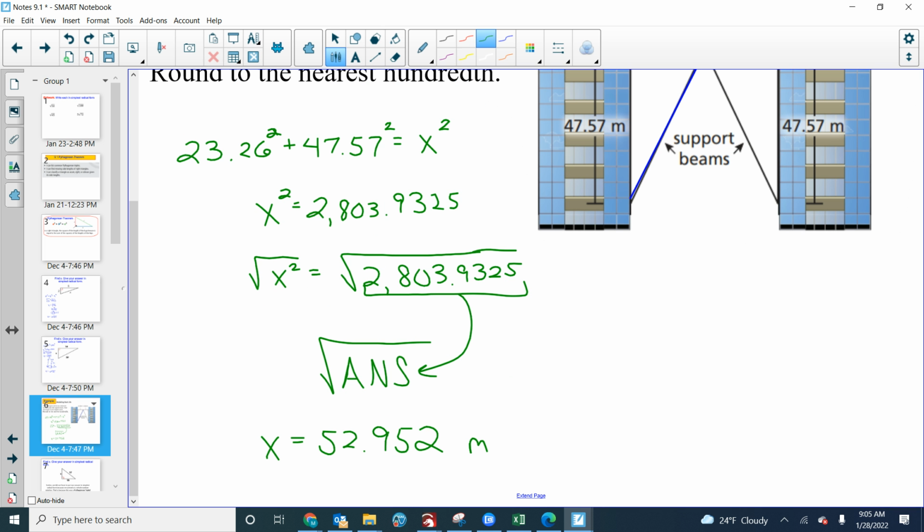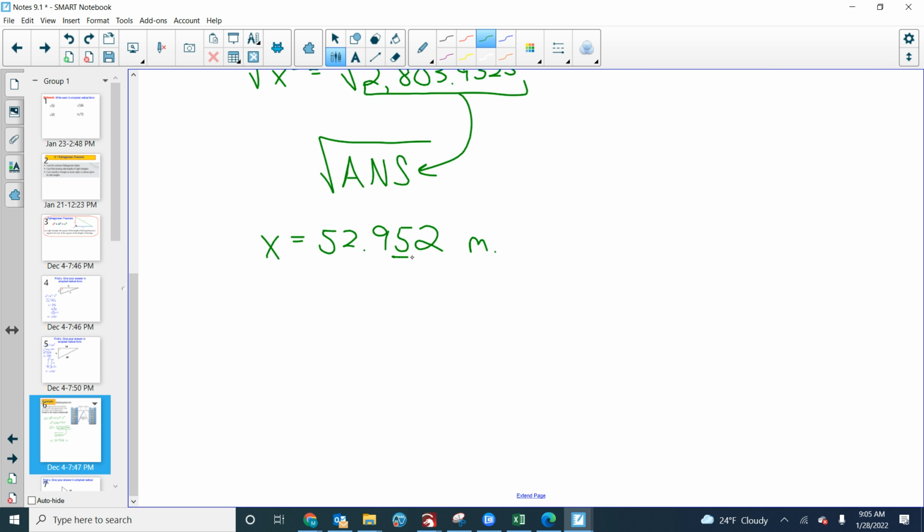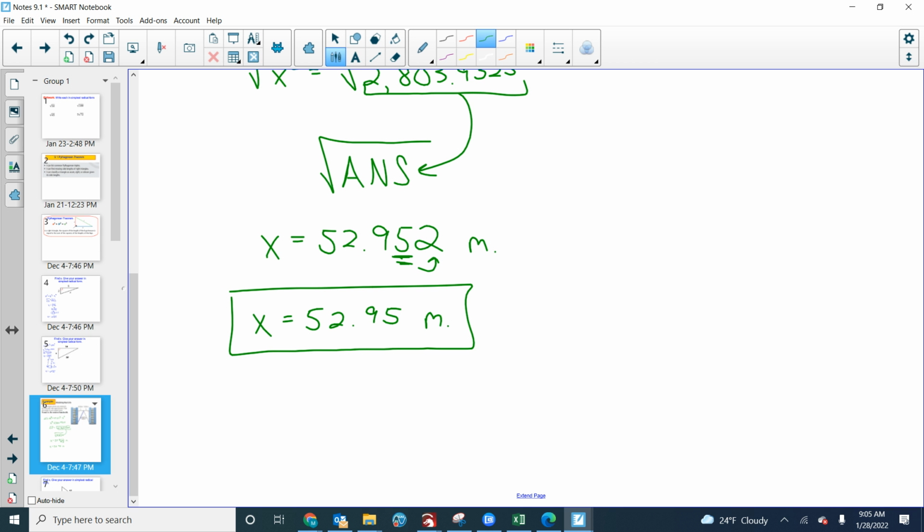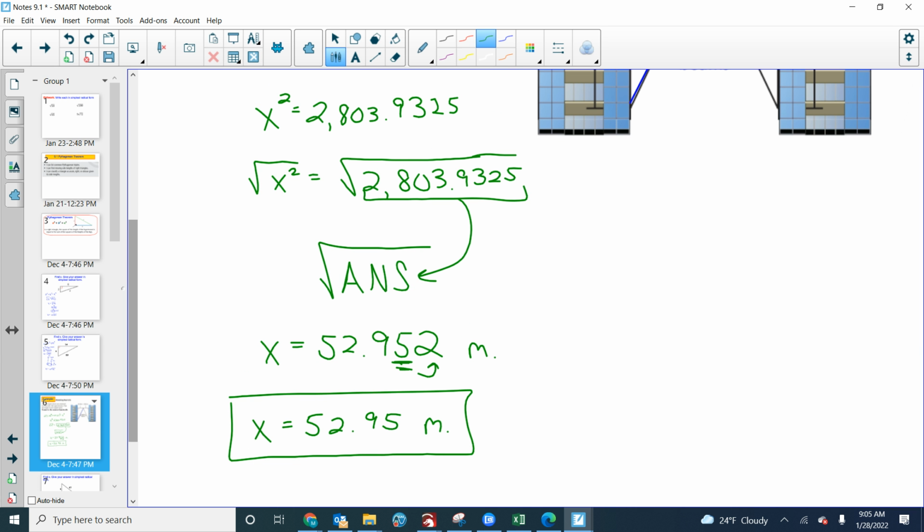But Mr. Westfall, I thought it said to round to the nearest hundredth. Yes, but remember, if I'm going to round to the nearest hundredth, I need to look to the next decimal to make sure I know what it is. So it's 52.95 meters. All right, square root. Double check my answer. 2803.93.